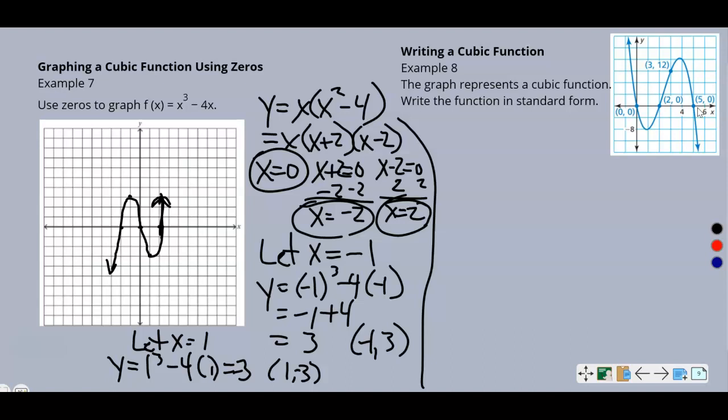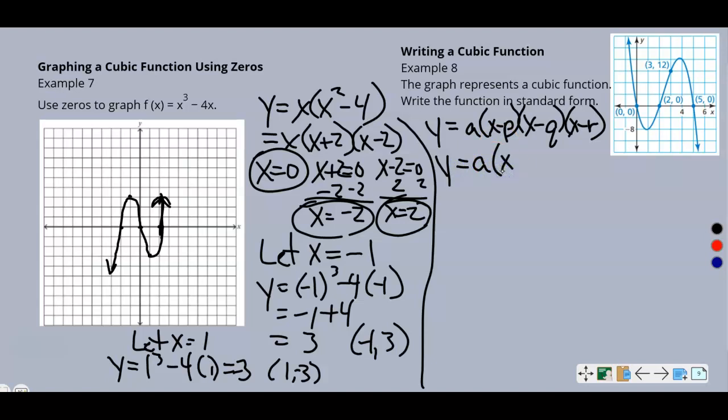So to write this in intercept form, remember we've got y equals a times x minus p, x minus q. And since we have cubic, we're going to do one more factor, so x minus r. And the only reason I did that was because PQR, just following in the pattern there. All right? So y equals a. First thing I'm going to do is plug in my p, q, and r.